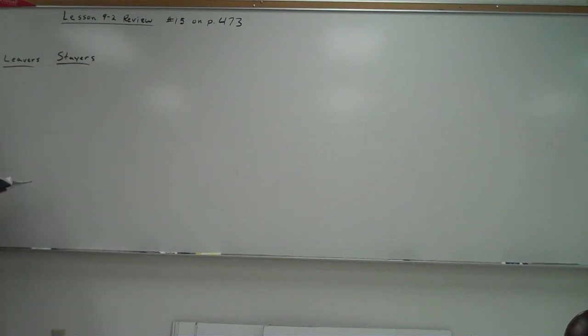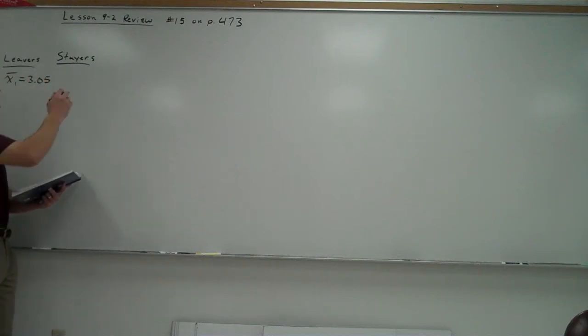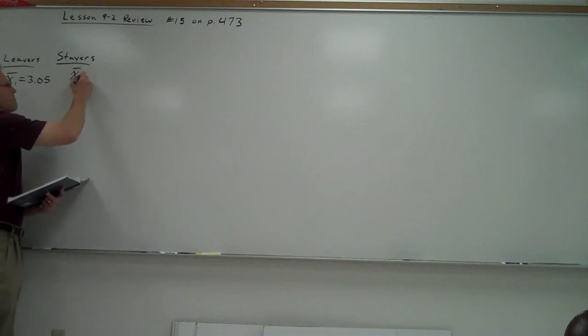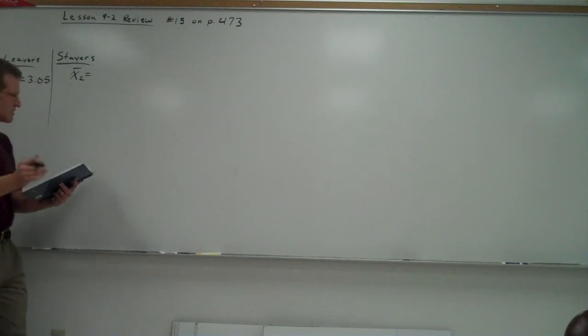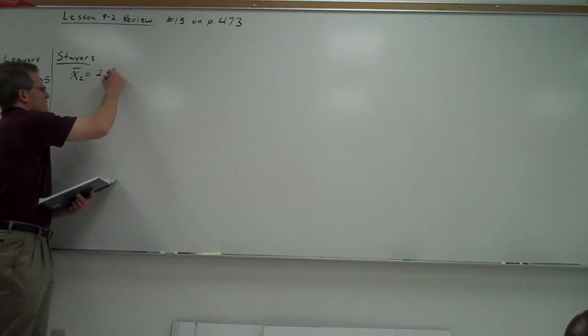If you look back at number 11, you can see what the whole story is on this problem. But we're just going to look at the data here. X bar sub 1, so the first sample mean, is 3.05. These are grade point averages, actually, of science majors, I believe. X bar sub 2 is 2.96. So the second sample mean, the average grade point of the stayers, is 2.96.